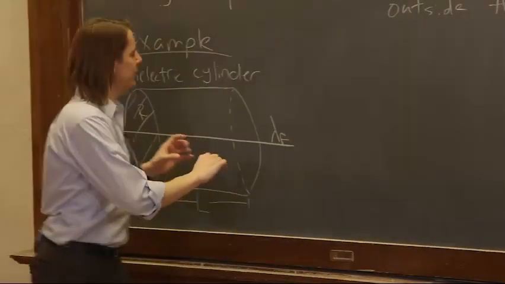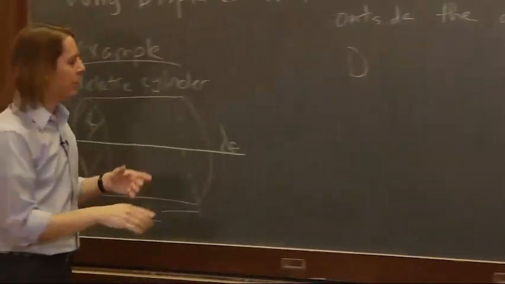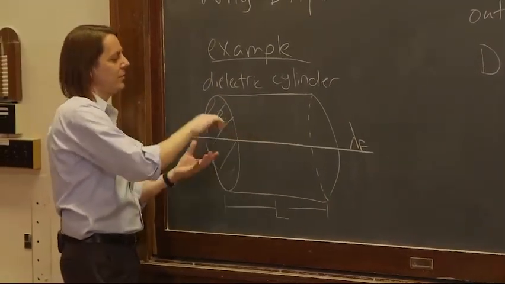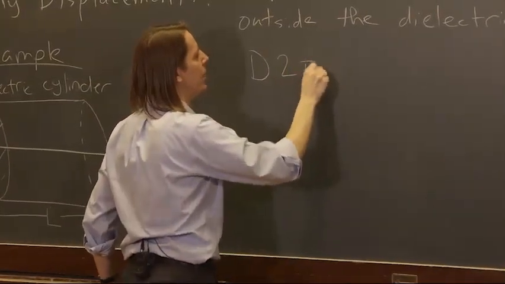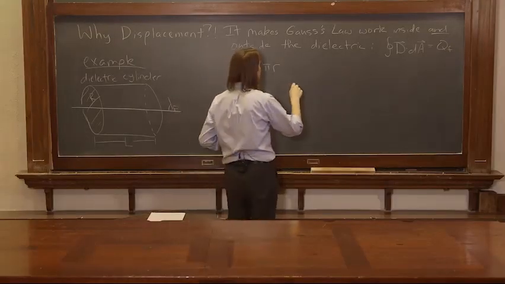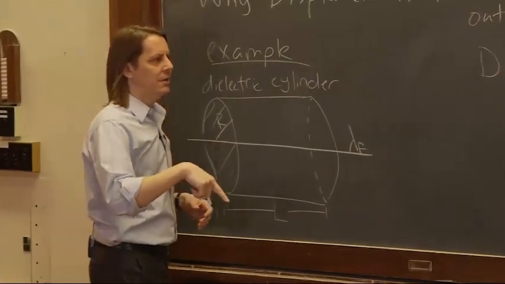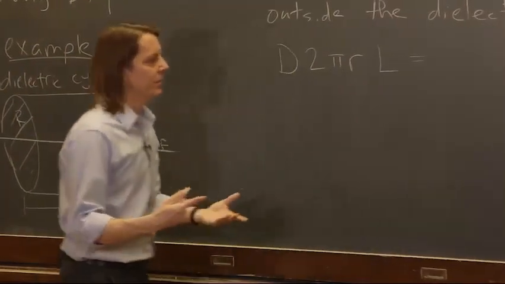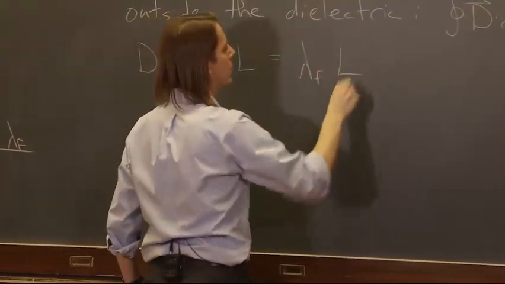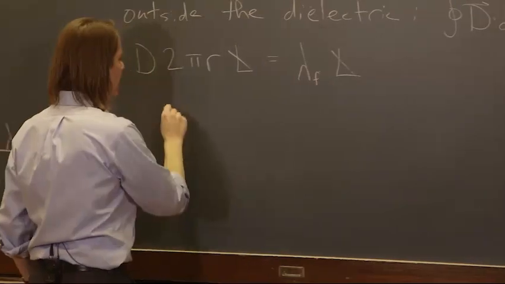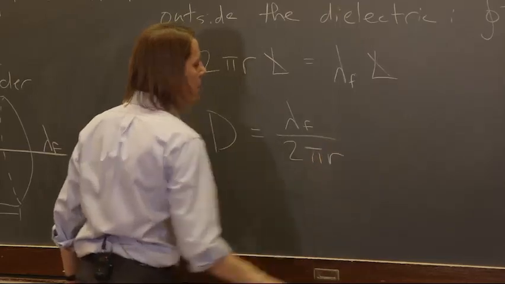So if we have a Gaussian cylinder, what would it be? It would be D. We know we have symmetry, so as long as we're on a cylinder that has the same axis as the dielectric cylinder, then D is going to be constant, and the circumference is 2 pi little r, because we have a variable size Gaussian cylinder, times L. And what does that equal? That's the left side, the integral of D dot dA. And the right side is just the free charge, which is just lambda F times L. All right, so cancel L, and you find that the displacement equals lambda F over 2 pi r.